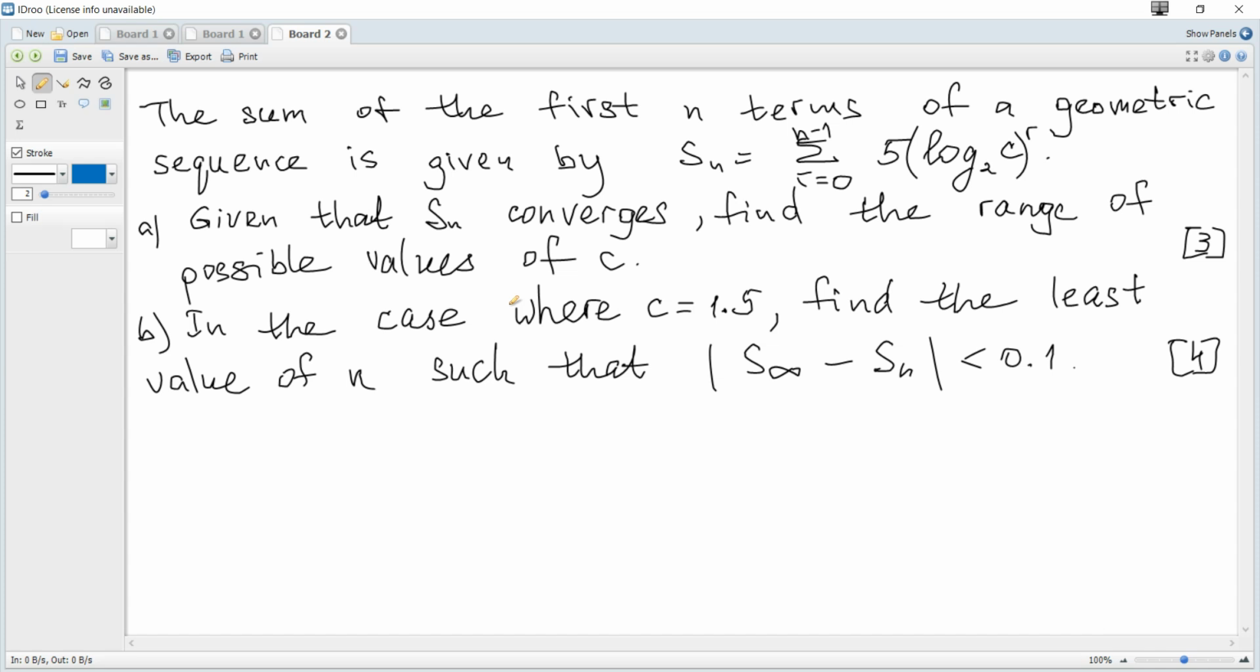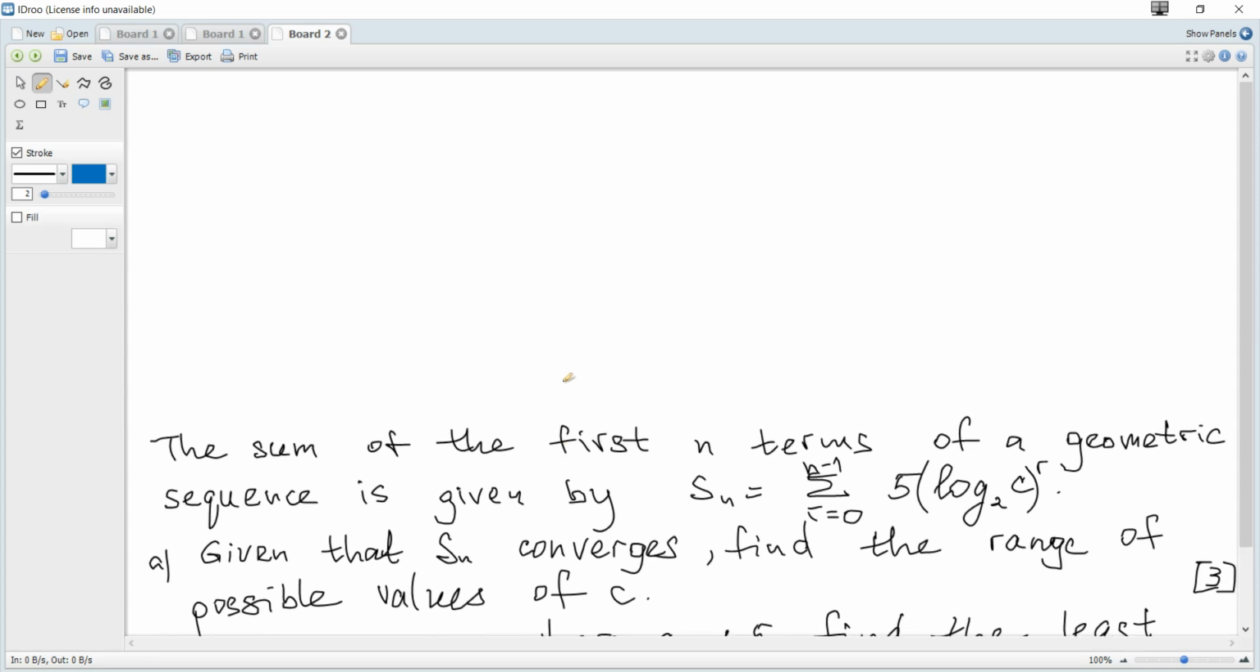The sum of the first n terms of a geometric sequence is given by this formula. Question A: given that Sn converges, find the range of possible values of C. Let's consider when it converges and when it diverges.